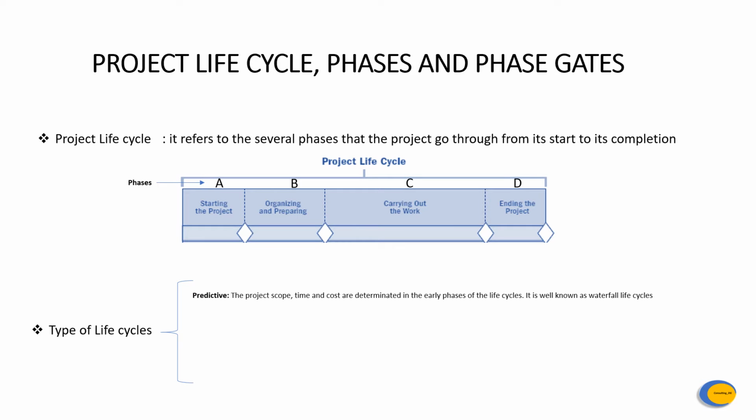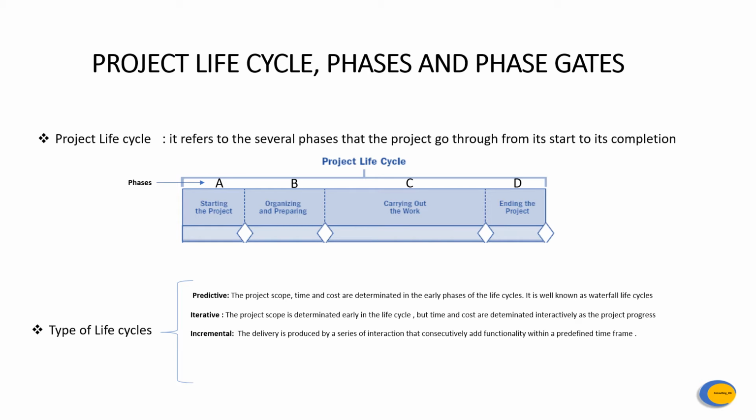Also, we have different types of life cycle. To mention, predictive: the project scope, time, and cost are determined in the early phases of the life cycle. It's also known as waterfall life cycle. Iterative: the project scope is determined early in the life cycle, but time and costs are determined iteratively as the project progresses.